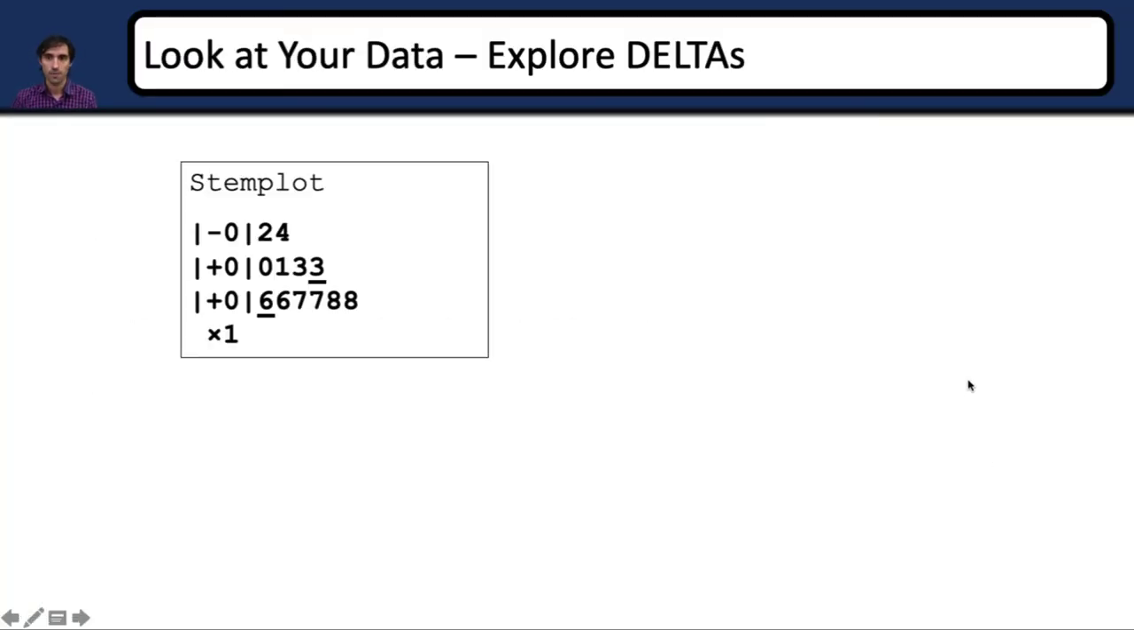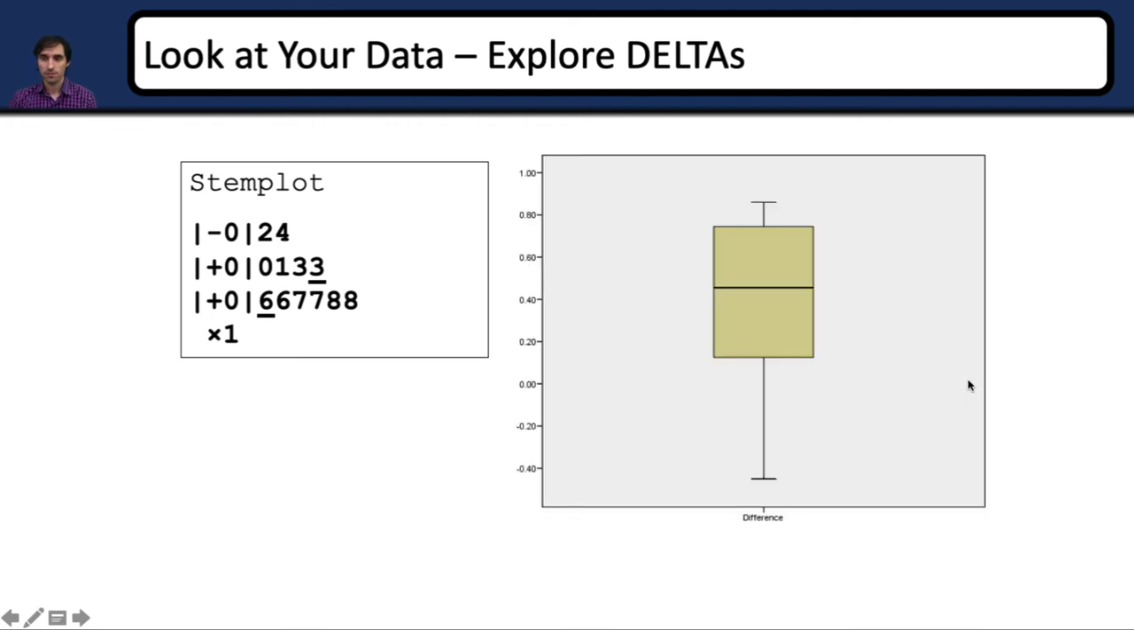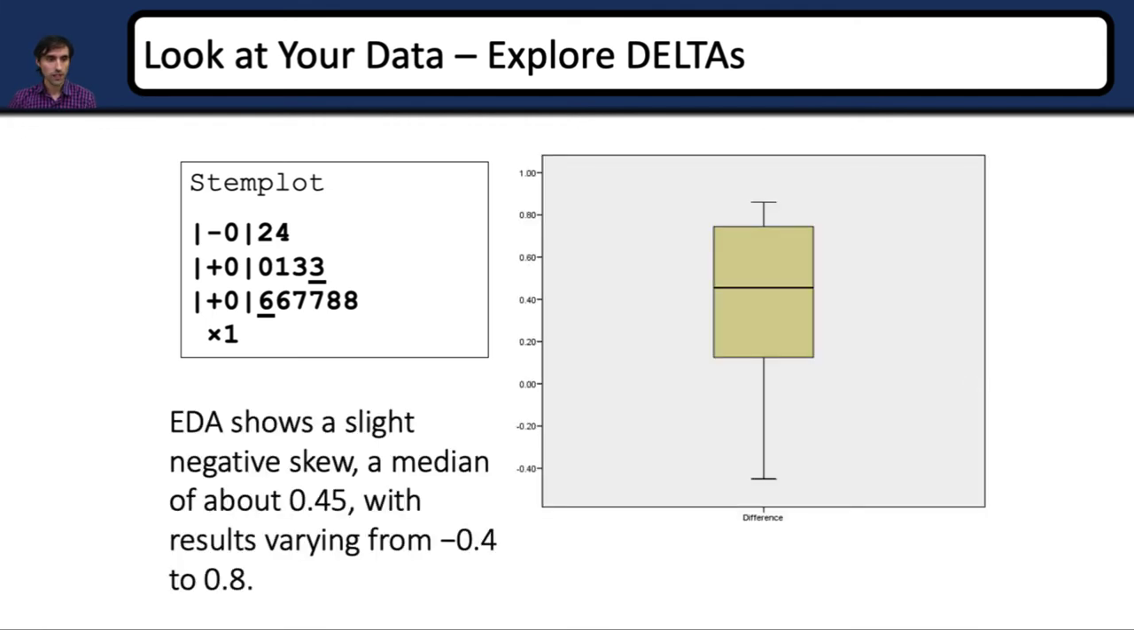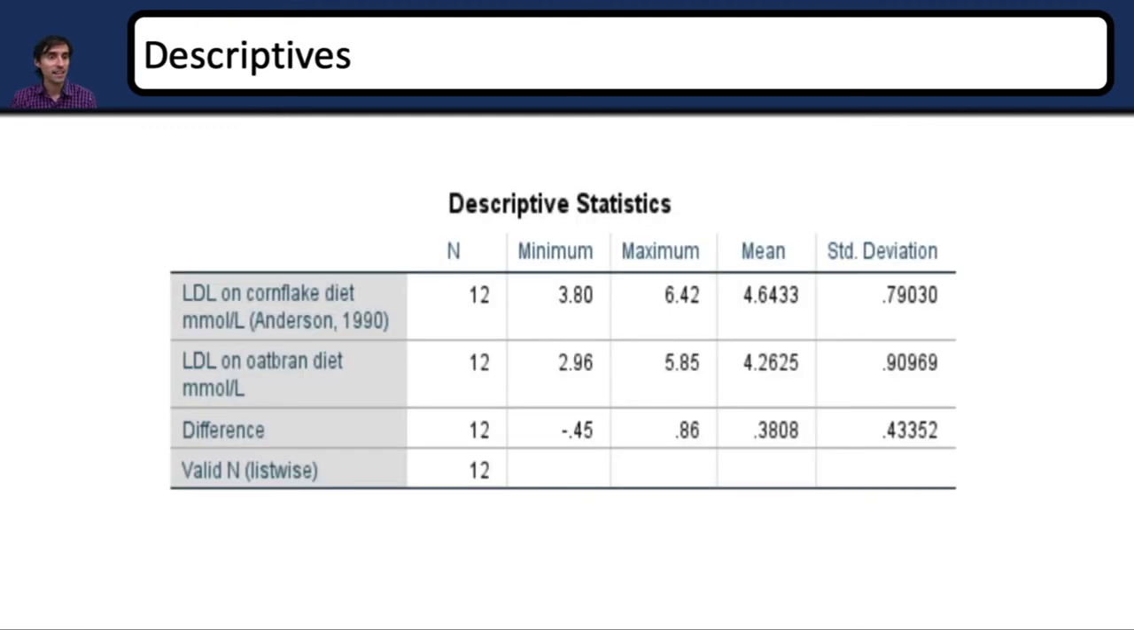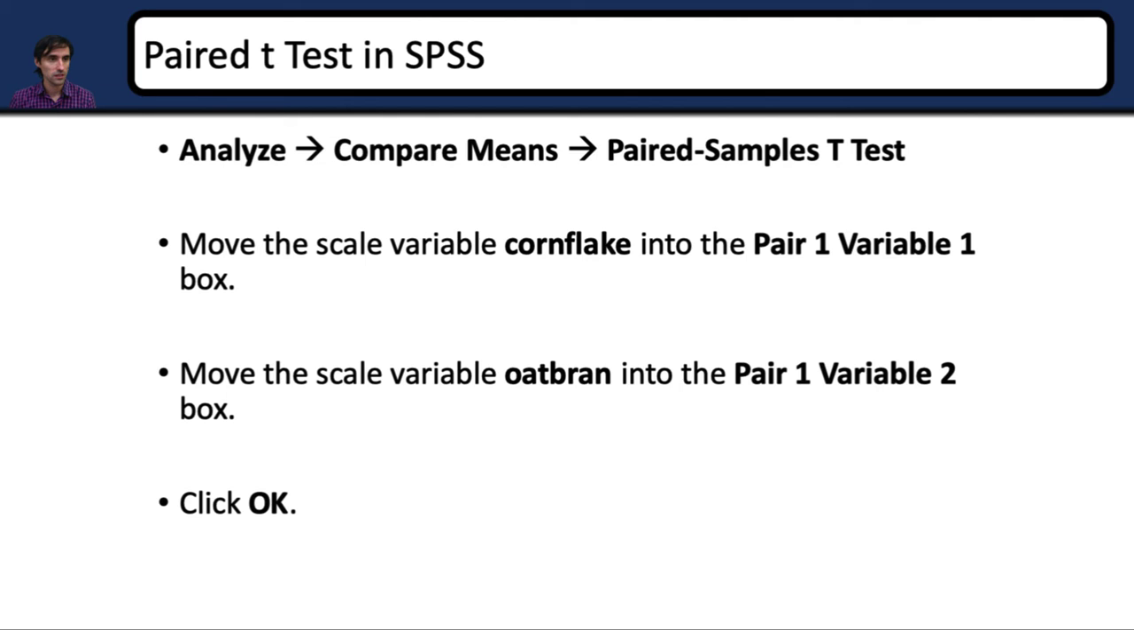Here we go. There's our stem plot. We saw that earlier. Beautiful. There's our box plot, and this shows a slight negative skew. This is something that I wouldn't really ask, but if you were fully describing something, say in a research project, then you might want to show that. And then we have our descriptives here. This is what we just went over.